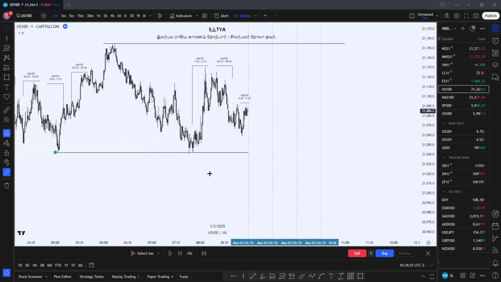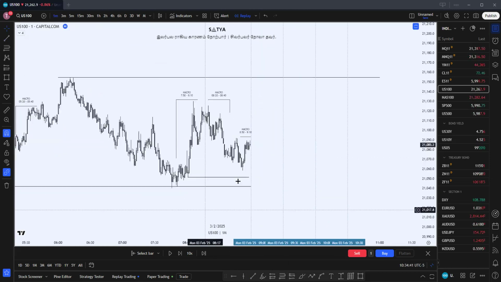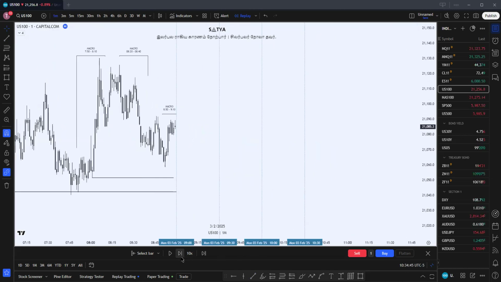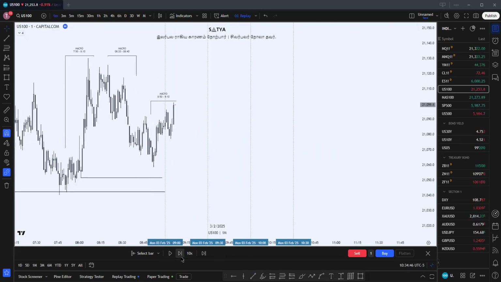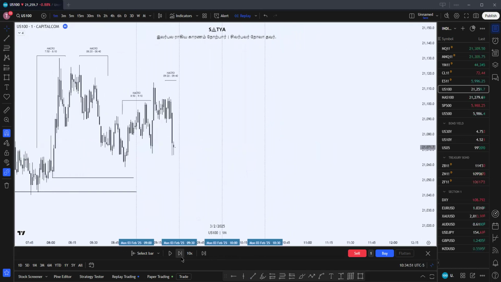See, it was a 8 a.m. candle low. This is the 8 a.m. candle low. It was a 8 a.m. open, and this low is the 8 a.m. open. It was a previous candle low. Okay, let's see. Wait for the 9:30 open. I don't enter before that.